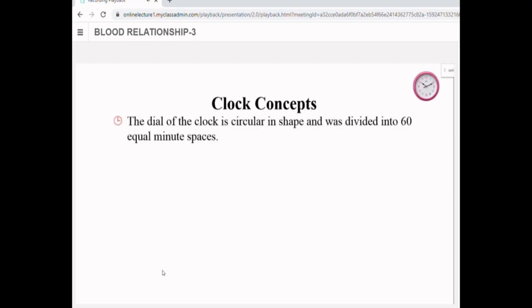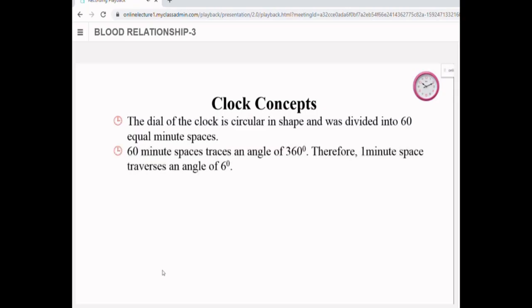Clock concept. A dial of a clock is circular in shape and divided into 60 equal minute spaces. Total 60 minutes are there in that clock. That is what the first point says. 60 minute spaces traverse an angle of 360 degrees. I hope you know angles. A right angle, a perpendicular, is 90 degrees, straight is 180 degrees, and total is 360. Therefore, 1 minute space traverses an angle of 6 degrees.